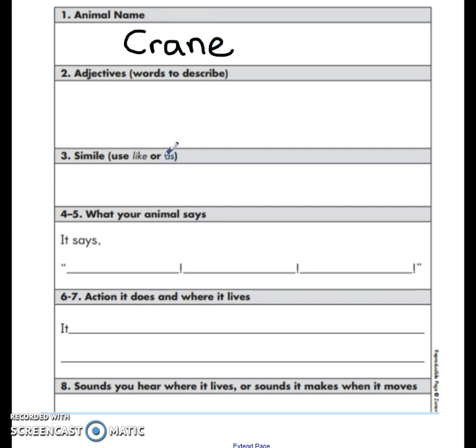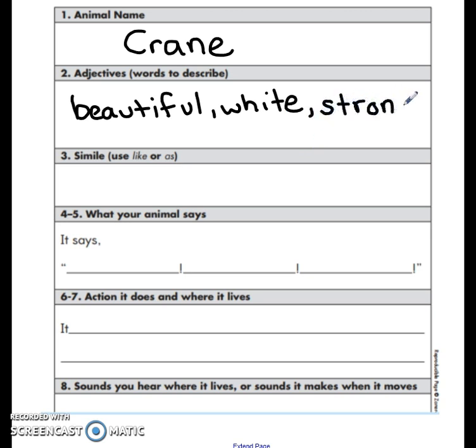And now I'm going to think of some words or adjectives to describe my crane. I need to think of 3. So I think cranes are very beautiful. So I'm going to write beautiful. And I can also think about their color. So cranes are white. And when I think about cranes, they do a lot of flying. So I'm going to write strong because they seem like a very strong bird.